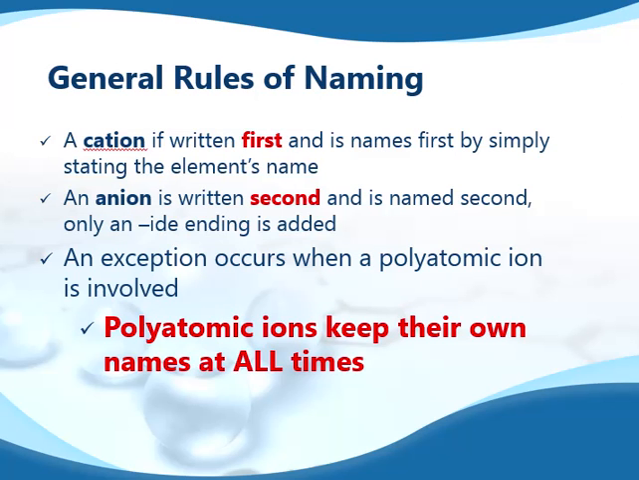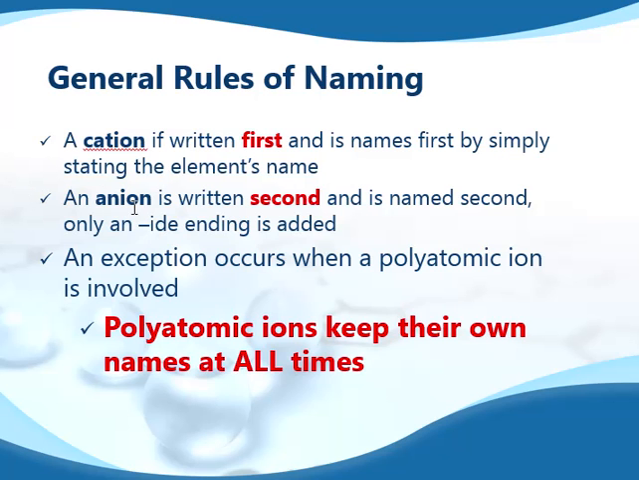All right, so general rules of naming. These are the most important things. First, a cation. Remember, cation, what charge is that, positive or negative? Well, you know, a cation is positive because cats have paws. Okay, a cation is positive. So +1, +2, +3, +4, those are your cations, and those are always going to be written first. So you just state the element's name.